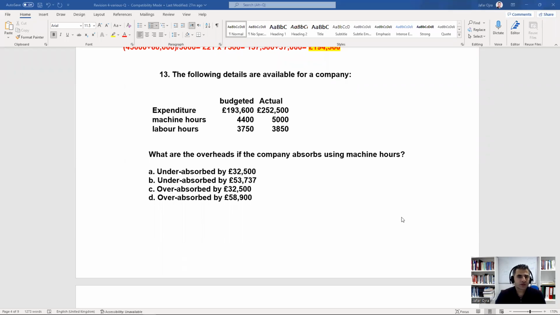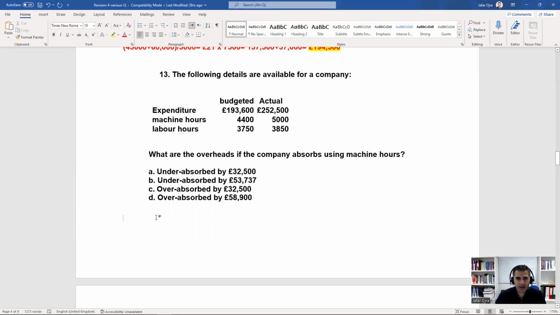Question number 13. The following details are available for a company. It gives you some budgeted data, including the expenditure, machine hours and labor hours, and also some actual figures, including the expenditure, machine hours and labor hours. The question asks you to calculate the overheads if the company absorbs using machine hours. Okay, so here we go.